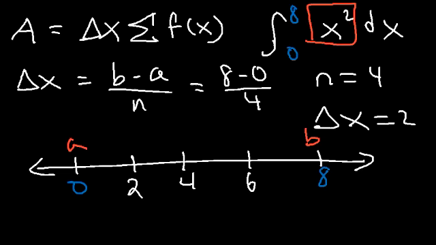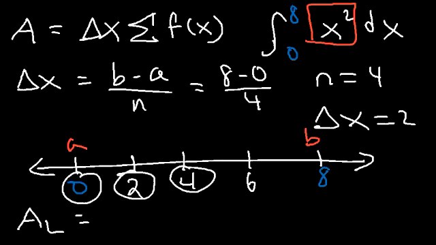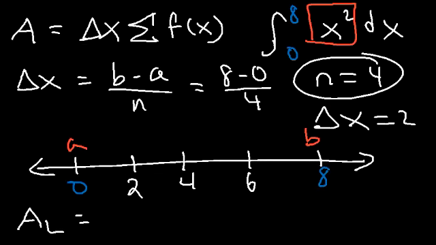Now, using the left Riemann sum, you're going to choose 4 out of the 5 points. There's 5 points to choose from: 0, 2, 4, 6, and 8. And n is 4, so you can only choose 4 rectangles. So using the left Riemann sum, use the first 4 points on the left. So that's going to be 0, 2, 4, and 6. For the left Riemann sum, don't use 8.